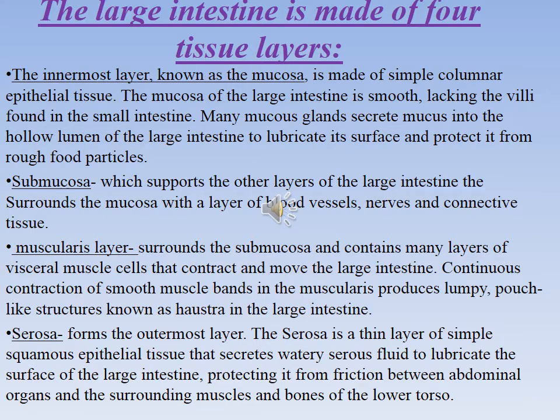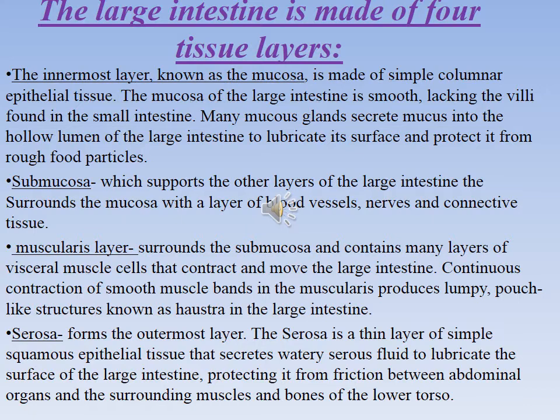Many mucous glands secrete mucus into the hollow lumen of the large intestine to lubricate its surface and protect it from rough food particles. The submucosa supports the other layers of the large intestine. The submucosa surrounds the mucosa with a layer of blood vessels, nerves, and connective tissue.